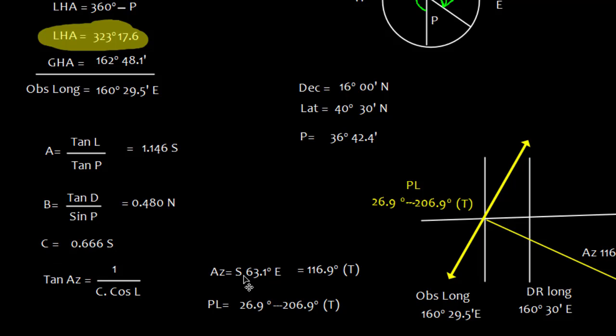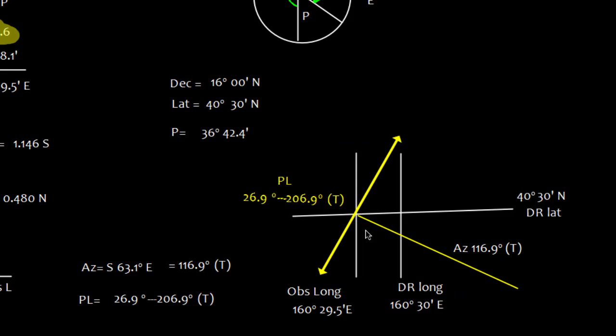So tan azimuth is 63.1, and then now naming the first part is south because the C is south, and the second part is east. Why? Because the body is in the easterly direction. So we have this 116.9 degree, that is the azimuth. Then position line is going to be 26.9 degree to 206.9 degree. I have already discussed how to obtain position line from azimuth, which is nothing but a perpendicular direction.